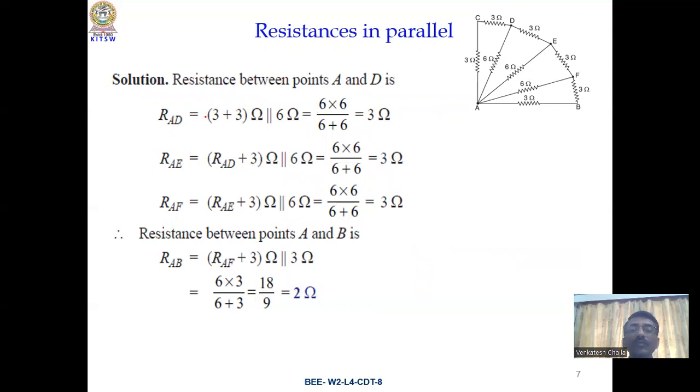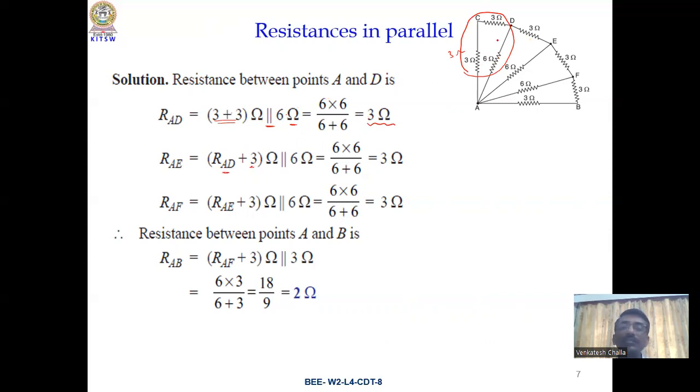See here, between A and D, these 3 and 3 are in series, that becomes 6. That will be in parallel with 6 ohms. So 3 plus 3, in parallel with 6 ohms. 3 plus 3 is 6, in parallel with 6, that comes to 3 ohms again. Now all this forms a single resistance of 3 ohms, and that 3 ohms will be in series with this 3 ohms. So that becomes 6. So RAD is 3 ohms.